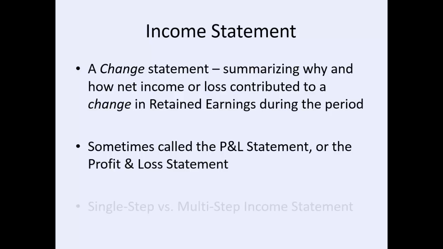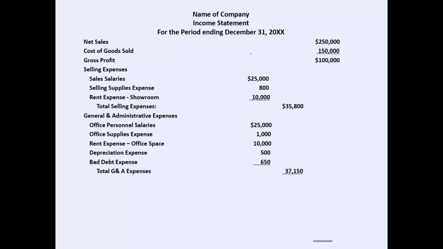Sometimes called the profit and loss statement, and you learned in your accounting principles courses there is a single step and a multi-step income statement. So this will look at the multi-step format. You start with net sales, subtract your cost of inventory sales or your cost of goods sold to give you a gross profit. But gross profit is not net income. Then on a multi-step, you must break out different types of expenses. Your selling expenses, your G&A expenses, and that's your operating expenses or your operating income.